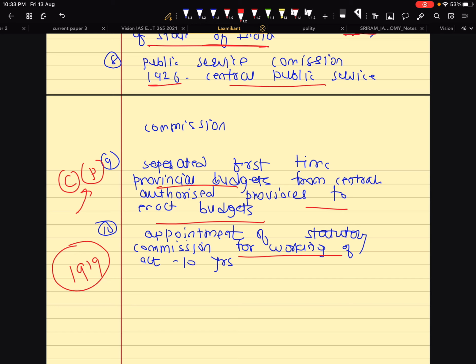Then there was the appointment of the Statutory Commission for the working of the 1919 Act, how it is going to work. All this they were going to check after 10 years. That's why they said there would be a Statutory Commission. Under this they appointed the Simon Commission, but the Simon Commission was appointed before 10 years only.